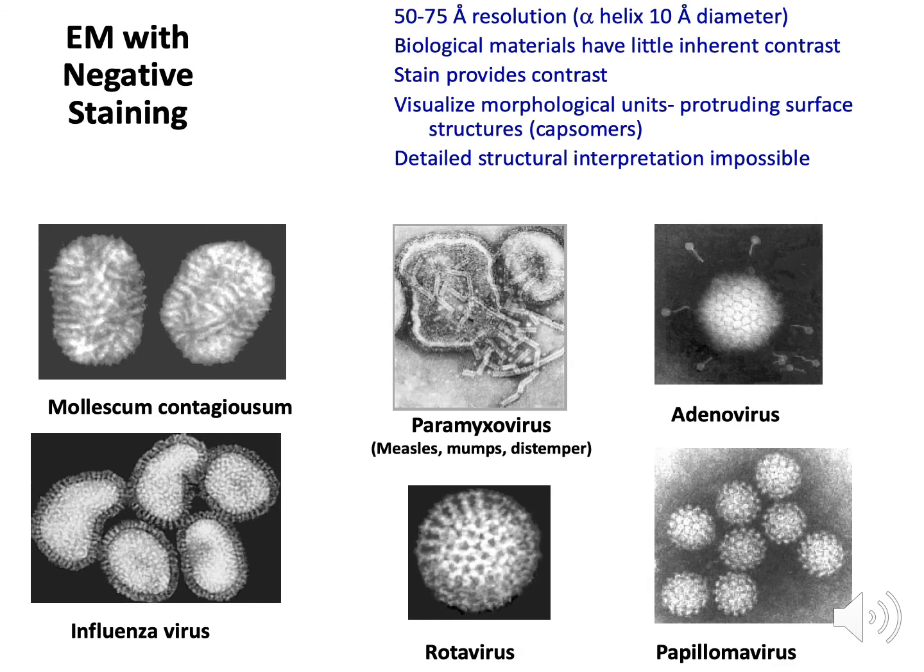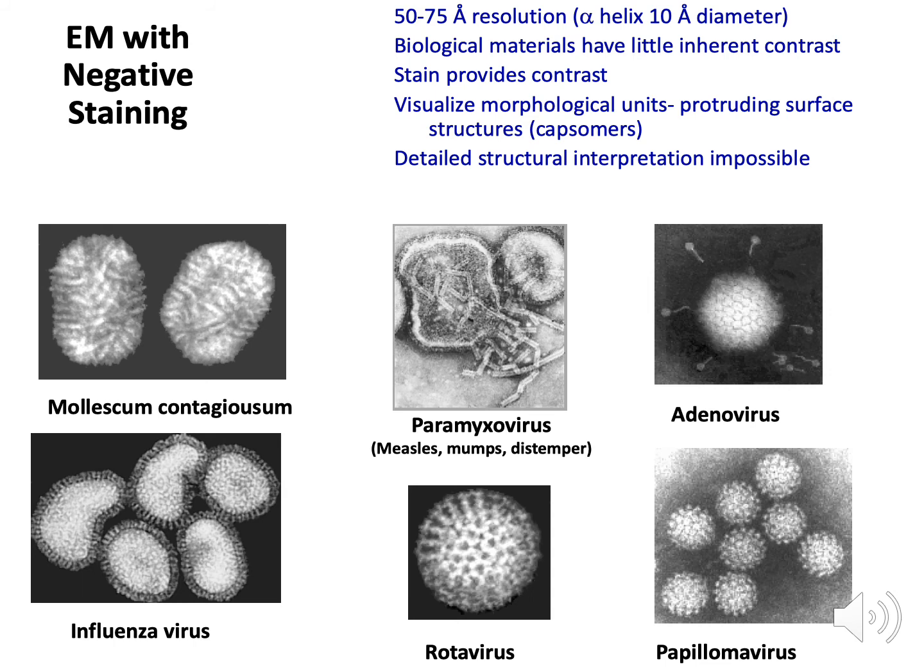Okay, so this is using the approach of electron microscopy with negative staining. And so you can see what the resolution is, and we know that biological materials don't have inherent contrast. And so EM with negative staining uses a stain, often heavy metal, to provide the contrast. And what this allows you to do at a resolution of about 50 to 75 angstroms is to visualize morphologic units, things that protrude from the surface of the virion. Sometimes we call some of those capsomers.